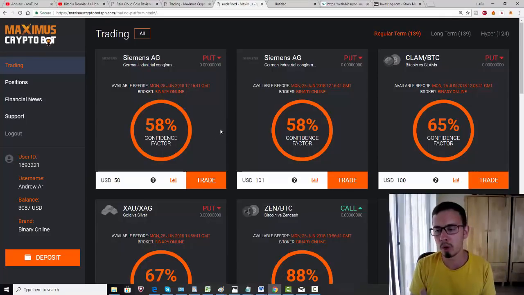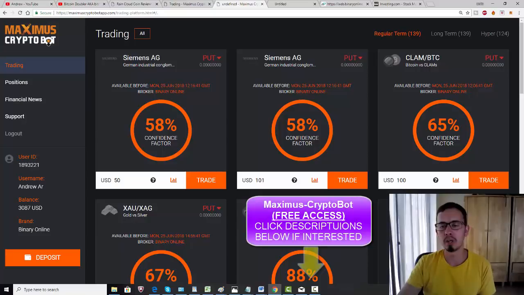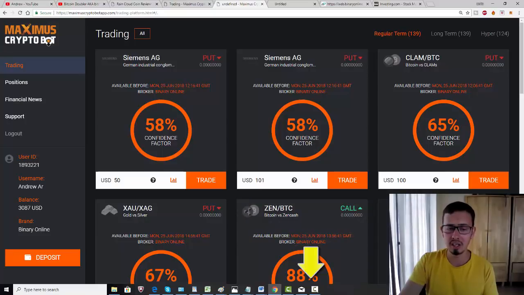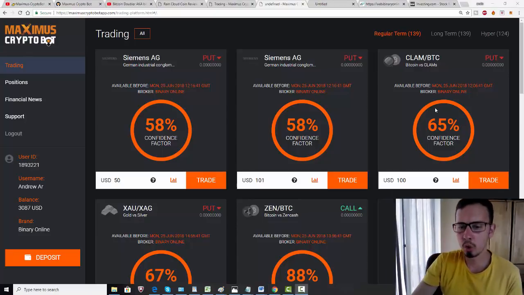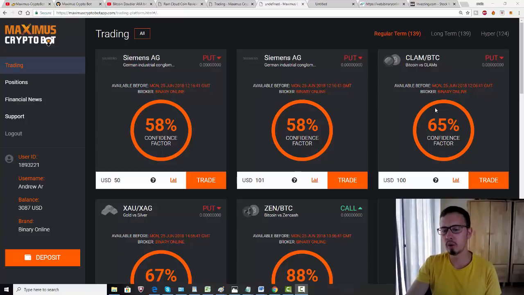So this is the Maximus-Cryptobot, the up-to-date trading platform. As you can see, it looks completely different, completely new. When I asked their email support what kind of changes they made, they told me that they made internal upgrades, and that their trading algorithm has been updated as well. The algorithm behind the software mostly focuses on support and resistance, MACD, Bollinger Bands, as well as EMA indicators.